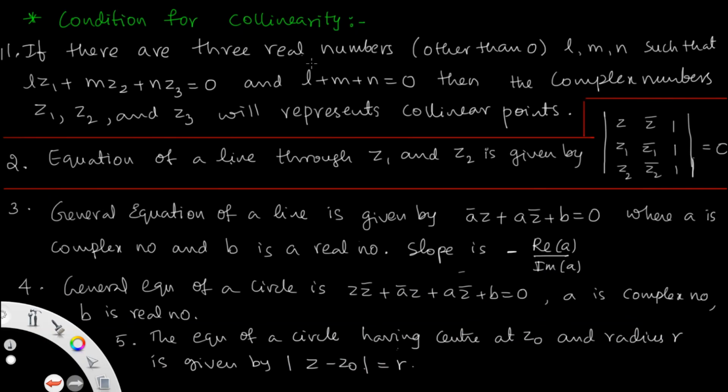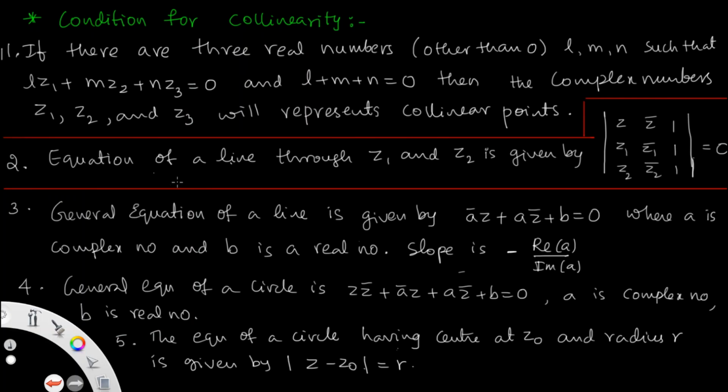And the condition for collinearity for this first formula: if L, M, N are three real numbers, not all zero, and the condition is L into Z1 plus M into Z2 plus N into Z3 equal to 0 and L plus M plus N equal to 0, then the complex numbers will represent collinear points. The conditions are L plus M plus N equal to 0 and LZ1 plus MZ2 plus NZ3 equal to 0, then the points represented by Z1, Z2, Z3 are collinear points.